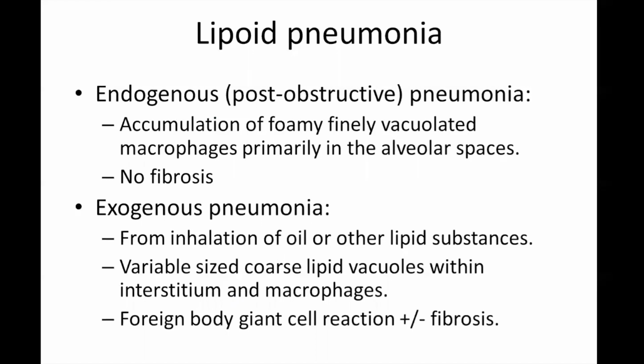So just as a summary, with lipoid pneumonia you can have both an endogenous or an exogenous type. Endogenous pneumonia, also known as post-obstructive pneumonia, has an accumulation of foamy, finely vacuolated macrophages primarily in the alveolar spaces, and you don't really have much fibrosis. Whereas exogenous pneumonia is from the inhalation of oil or other lipid-rich substances, and you get variably sized, coarse lipid vacuoles within the interstitium and macrophages. You can also get a foreign body giant cell reaction and fibrosis.